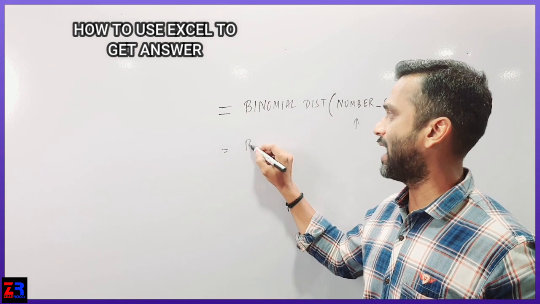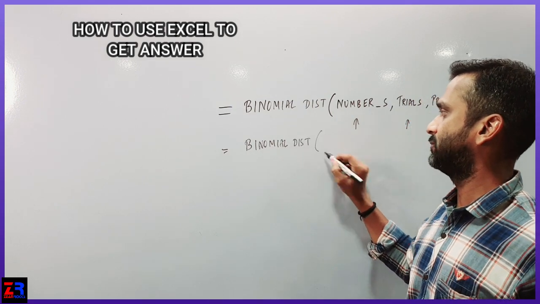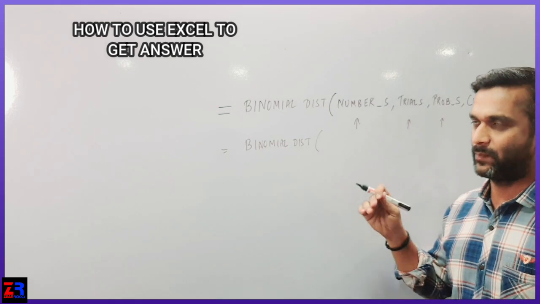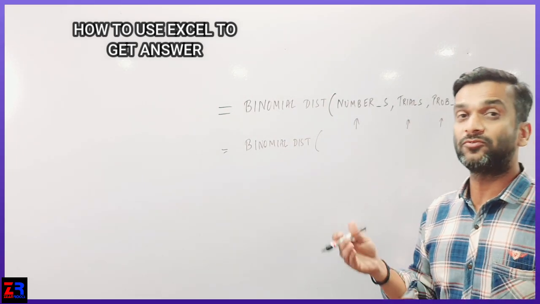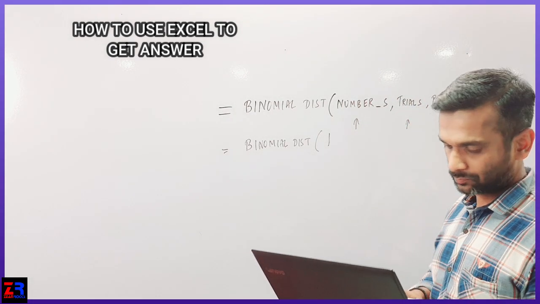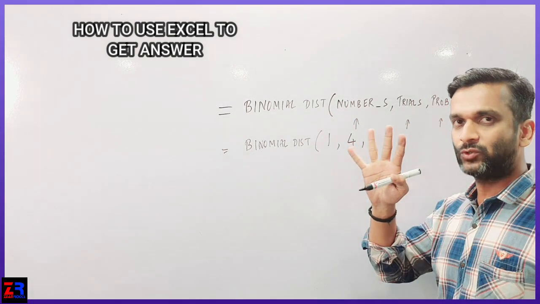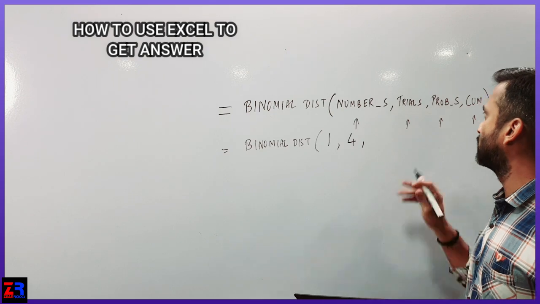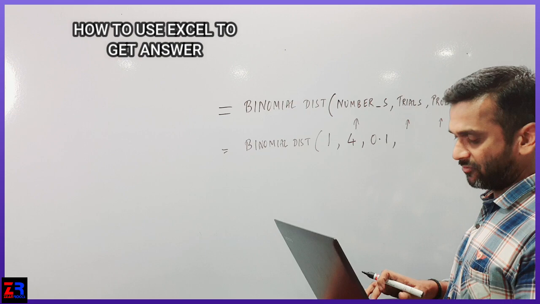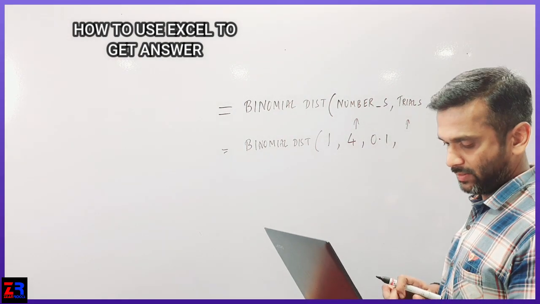So you have to write binomial distribution, double click on that. Number, now how many numbers, that means what to find. We were supposed to find 1 defective, so you have to type 1, then comma. In how many trials? 4 defective items are to be selected, so trials are 4. What was the probability of success? It was 0.1, so 1 comma 4 comma probability of success was 0.1 comma.